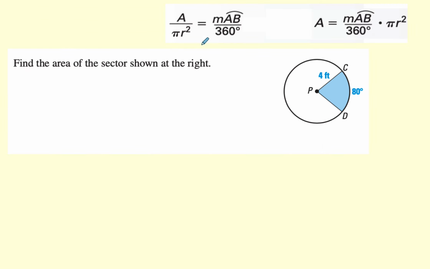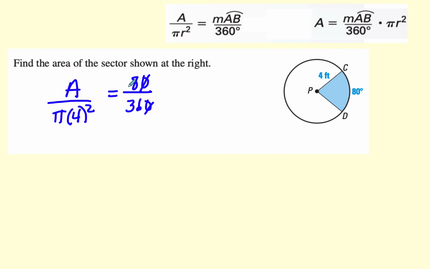Okay, so we have two formulas, a proportion formula and a formula that isolates the area. You can work with either one. I'm going to work with the proportion one first, and then I'll show you that we get the same answer with the isolated one. So we're looking for the area. I'm going to write A because I don't know what that is. Then I put in the area of the whole circle, and now I'm going to compare it to the degrees from the central angle to the intercepted arc. So that would be 80 over 360. I like to reduce as much as possible before I start cross multiplying.